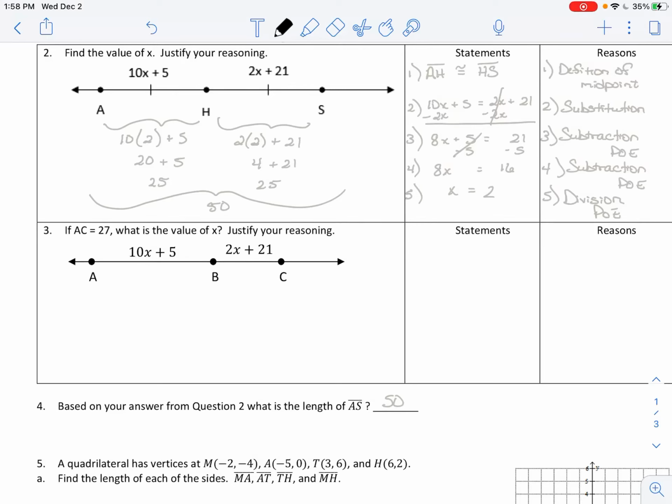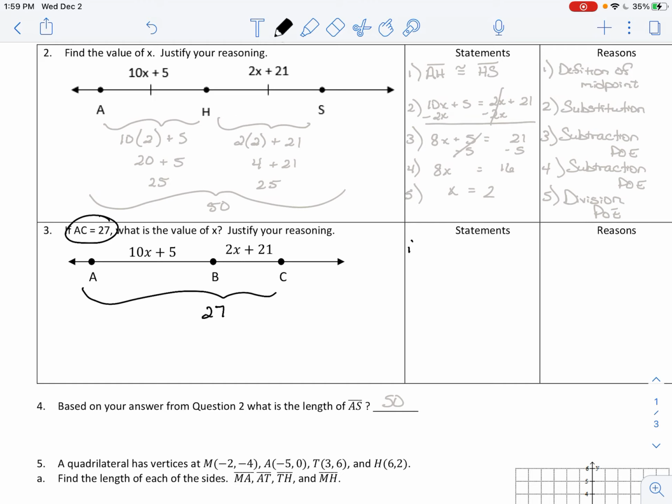So number 3 is really similar to number 2, which is why I haven't scrolled past it yet, because they are still talking lengths. But unlike number 2, where I knew that these two sections were the same length because they had those marks, I knew it was the midpoint, I don't have that on number 3. But I do have that the whole length from A to C has a length of 27. So I can say that maybe this part's 20 and this part's 7. Or maybe this part's 1 and this is 26. But regardless, they're going to total to 27.